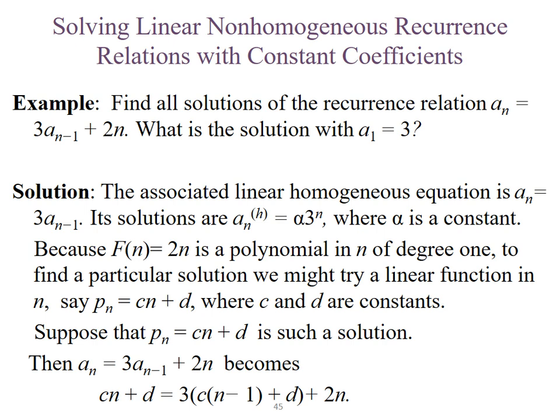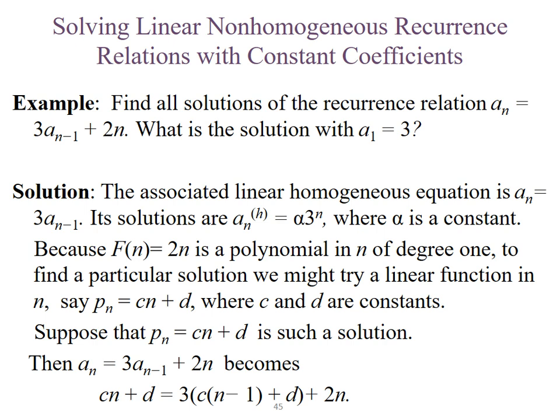So we can discover the solution a_n^(h) by our previous method, because for our characteristic equation we have r = 3. So our root will be 3, and we can write the homogeneous solution as a_n^(h) = alpha times 3 to the power of n. That's our solution for the homogeneous recurrence relation.